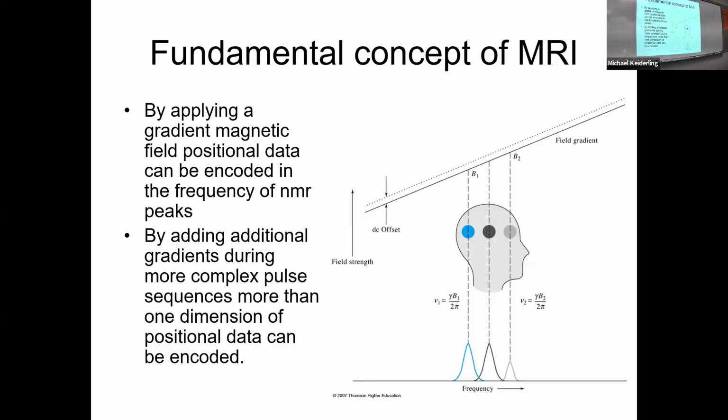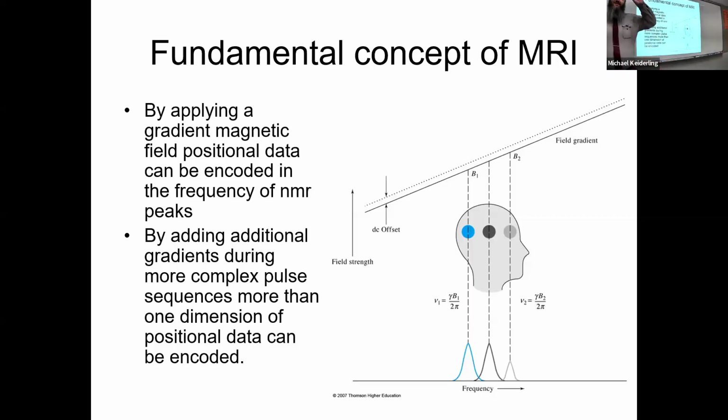Lastly, we have MRI. The fundamental concept of MRI is that by applying a gradient magnetic field, you can encode positional data into the frequency and phase of NMR peaks. So you're looking for the same thing everywhere. You're not differentiating so much by chemical shift, but by applying a gradient, the frequency will vary depending on your position in the physical object. And by applying additional gradients, more complex pulse sequences and more than one dimension of positional data can be encoded.